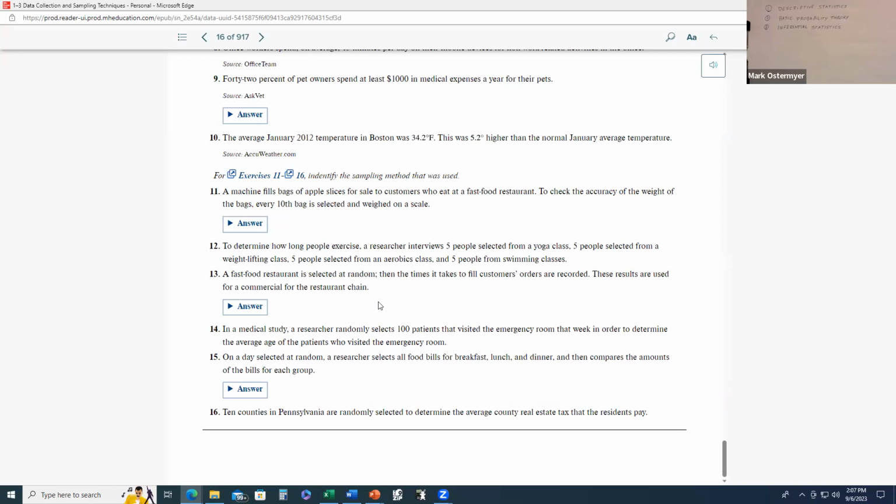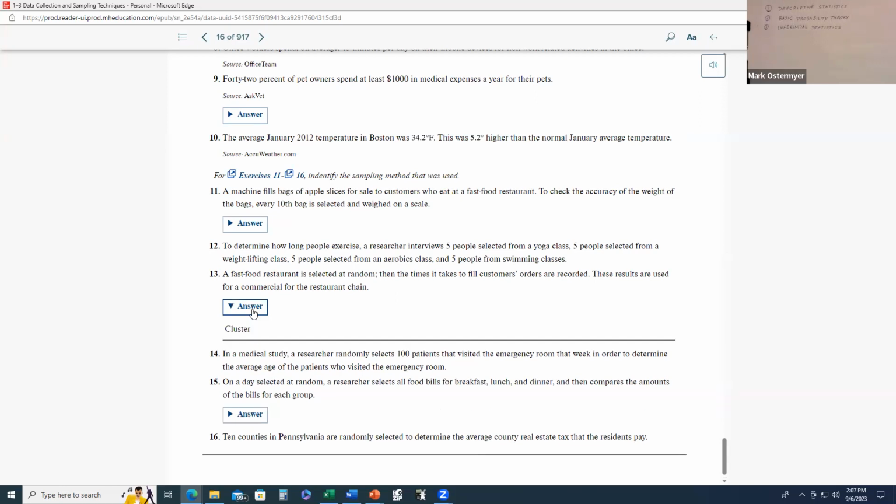I could see where you could argue it that way too, because you're dividing the entire population of these restaurants up into many different restaurants. Okay, you're breaking them up into clusters. You're randomly then selecting one of your clusters, or one of your restaurants, and then you're polling everybody at that restaurant. Let's see what the answer says here.